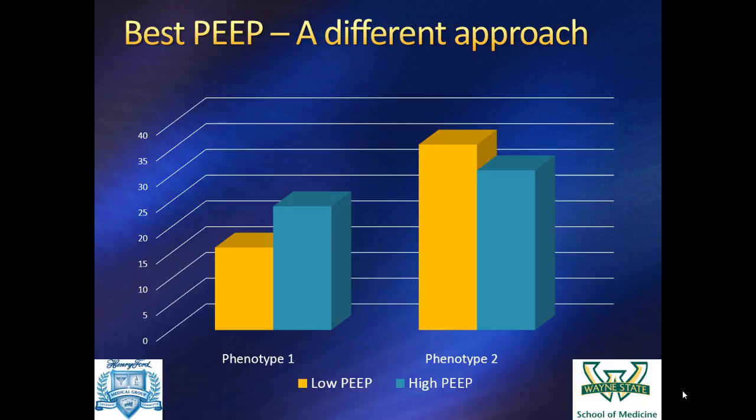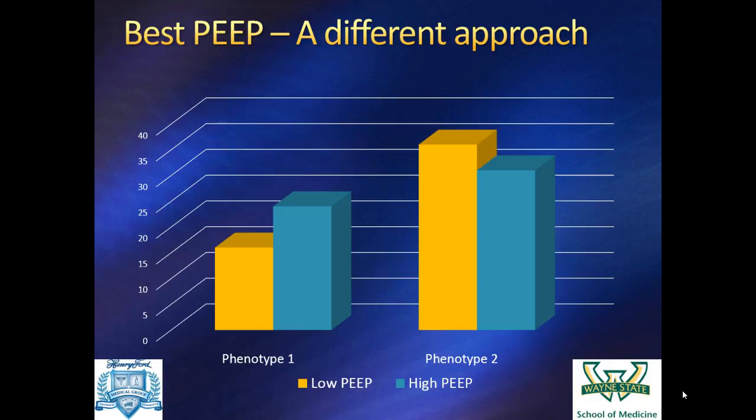And then the other thing to point out is the phenotypes I told you about before. We don't know what kind of phenotype most of our patients are, but you can see for patients with phenotype 1, the more mild ARDS, less inflammatory, less septic, who are treated with high PEEP, in these two studies, ALVEOLI and one other, if you take everybody with phenotype 1, the patients with low PEEP actually did better than the patients with high PEEP.